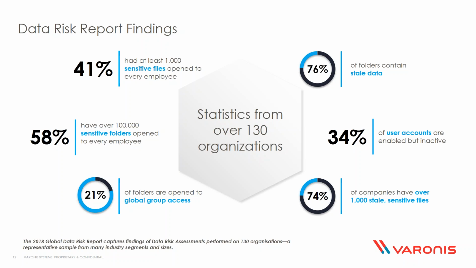41% of those businesses had at least 1,000 sensitive files open to every single employee. 21% of folders are open to global group access. That means that anybody on your network can access those folders. And I could talk through the rest of the slide, but you can see it all there. Fundamentally, we as IT professionals are failing to protect information that sits in the unstructured space. And GDPR came along and some definite improvements were made, but fundamentally it still sits that this data is massively overexposed. I have yet to do a data risk assessment, even post May this year when GDPR came into force, that has shown me that businesses are taking this seriously.